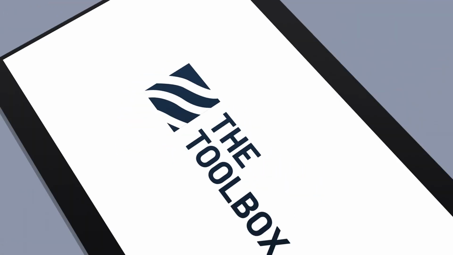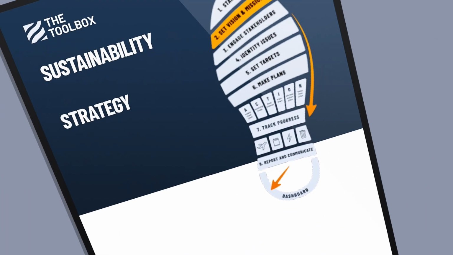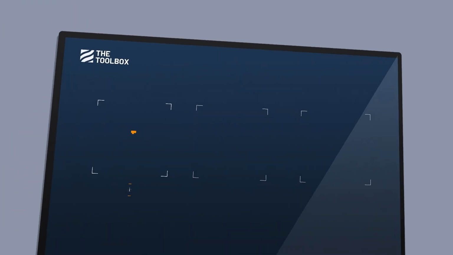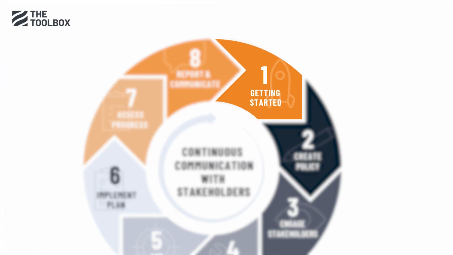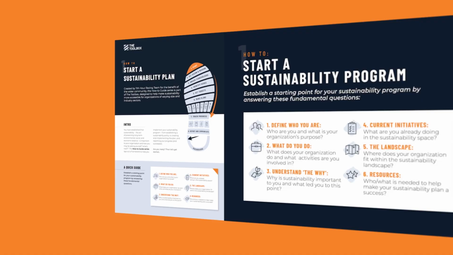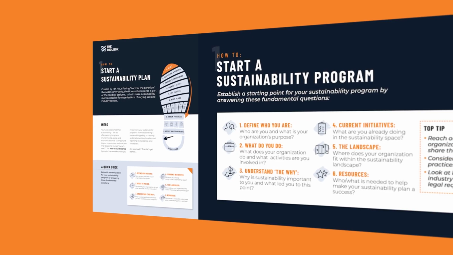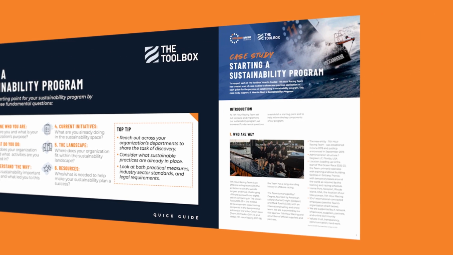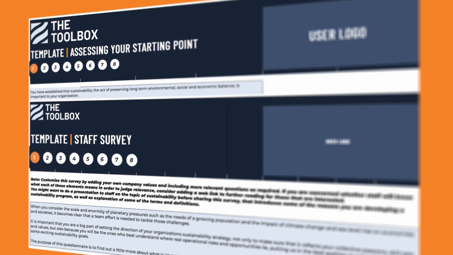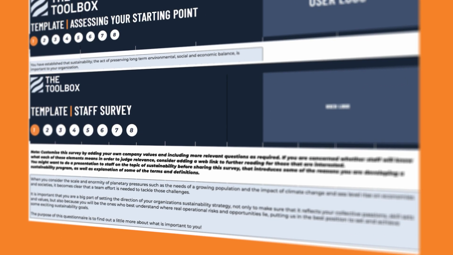Hi, I'm Isaac, the Toolbox Community Manager, and welcome to the first in a series of how-to tutorials for the Toolbox. The Toolbox is an 8-step process to help implement a sustainability program in your organisation. In this short video, we'll be taking you through all of the tools in Step 1 of the Toolbox methodology. The assets contained within Step 1 of the Toolbox are the how-to guide, the quick guide, the case study, and 2 templates, the Assessing Your Starting Point template and the staff survey.